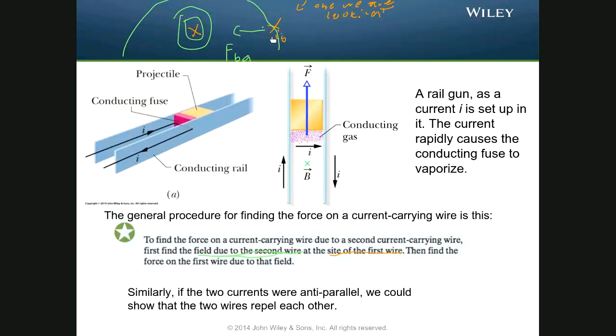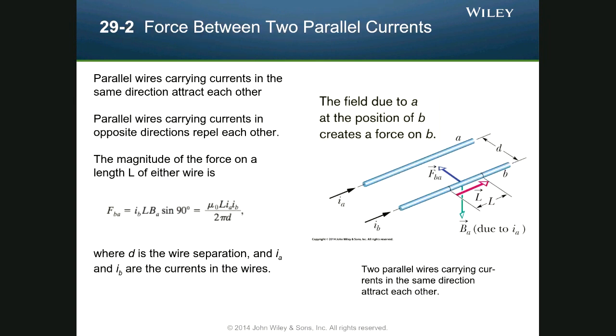So if we look back here, you look at our force law. F, the magnitude, equals I L B sine phi, or sine theta. So we know theta is 90 in this situation, and we're looking for the force on this wire.